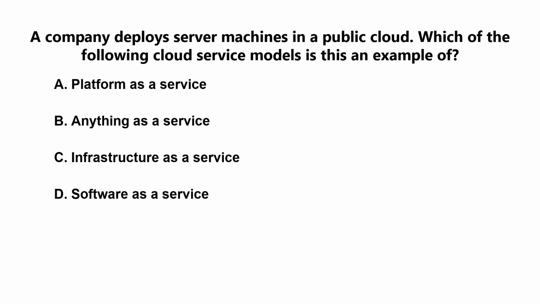Question 25. A company deploys server machines in a public cloud. Which of the following cloud service models is this an example of? Option A, platform as a service. Option B, anything as a service. Option C, infrastructure as a service. Option D, software as a service. The correct answer is option C, infrastructure as a service.